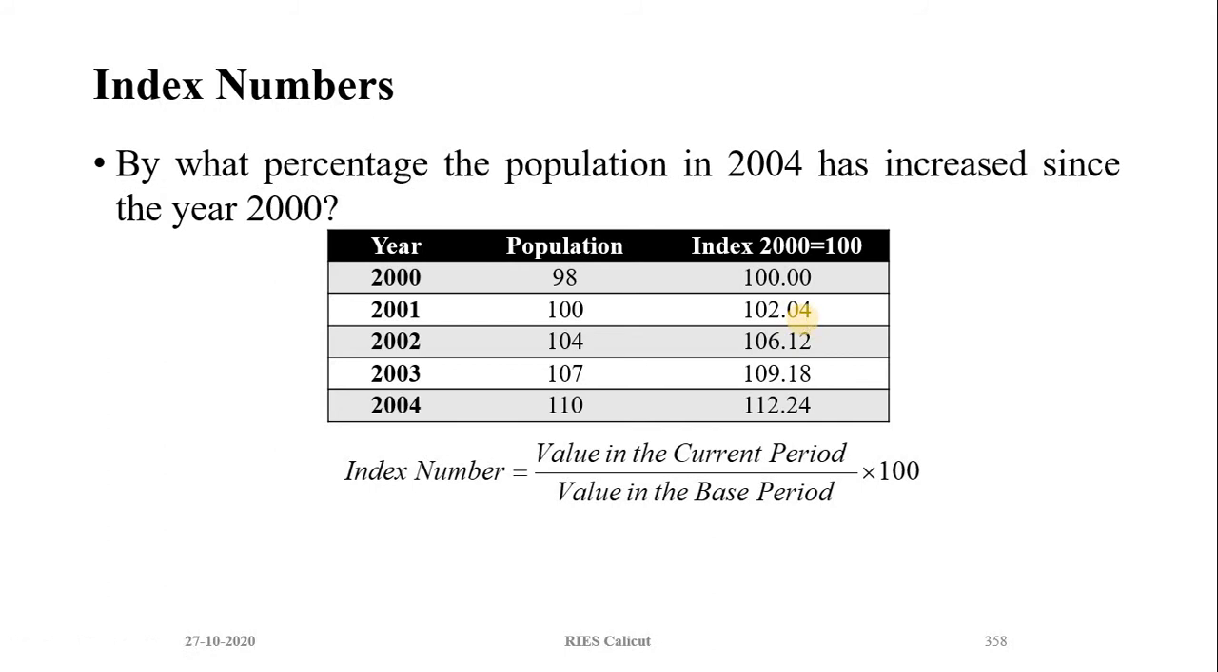But what was our question? Our question was about the year 2004 compared to 2000: how much has the population increased? Here we have 110 in 2004, and compared to the 98 in the 2000 population, we have got around 112.24. What does it mean?